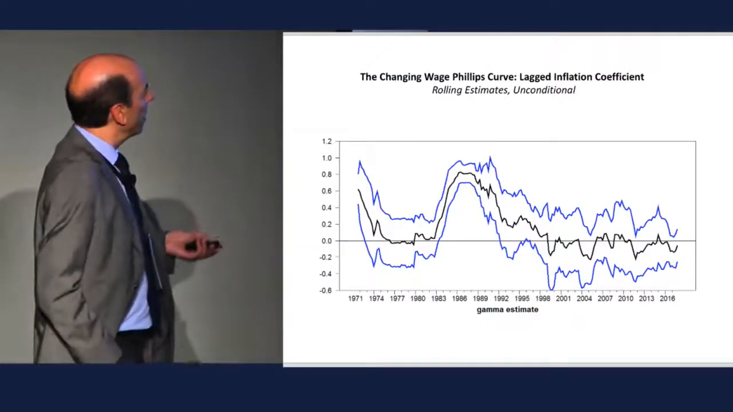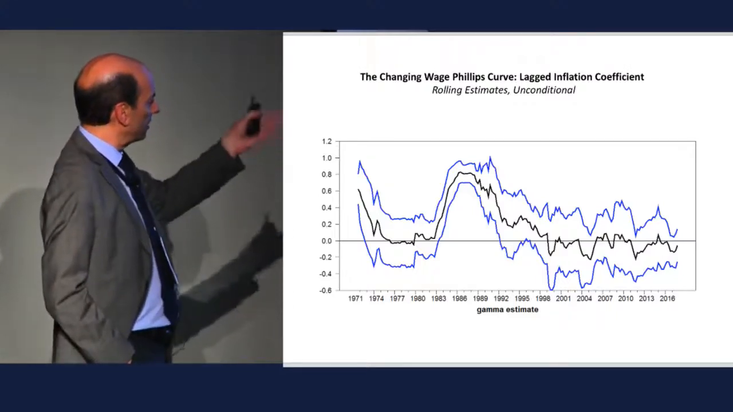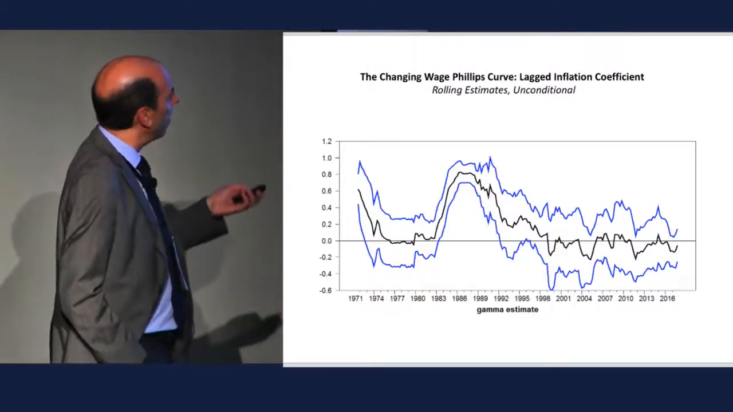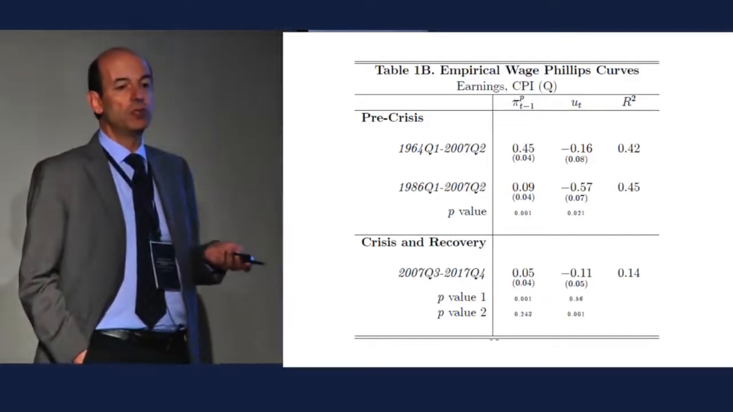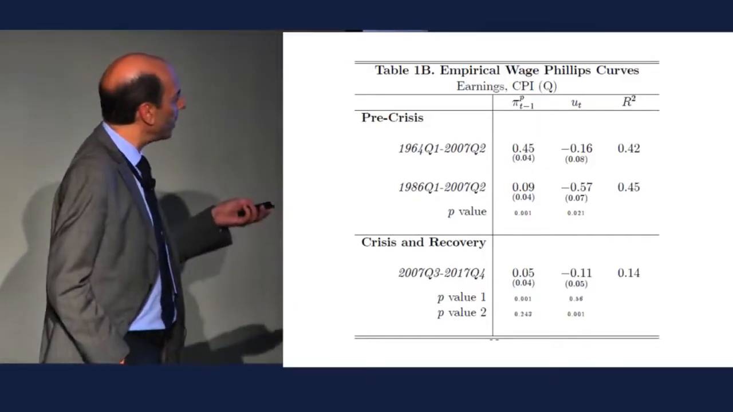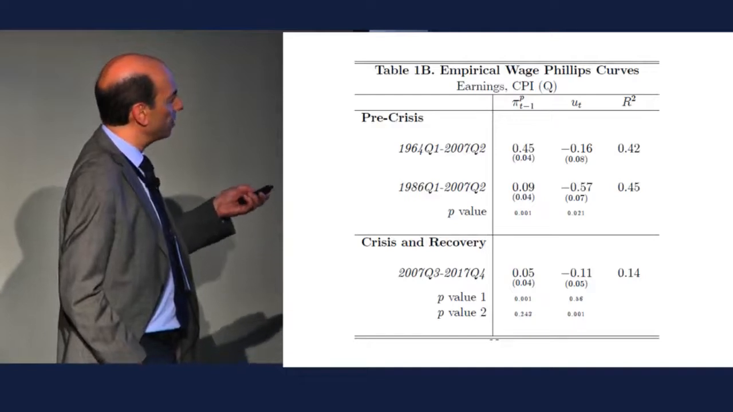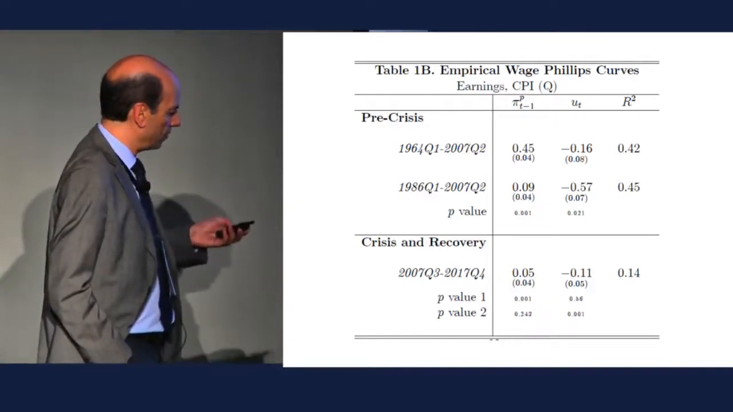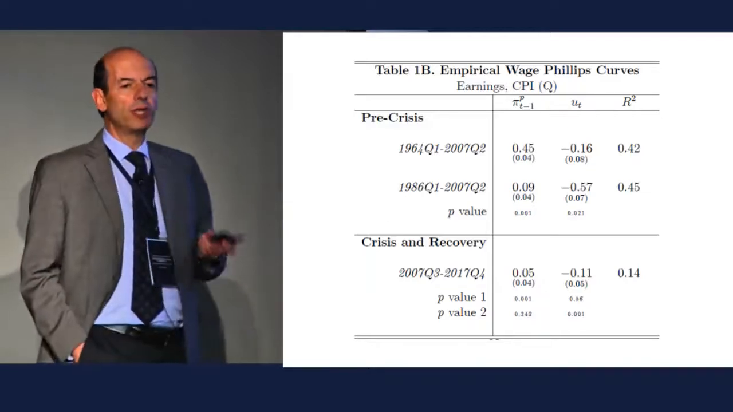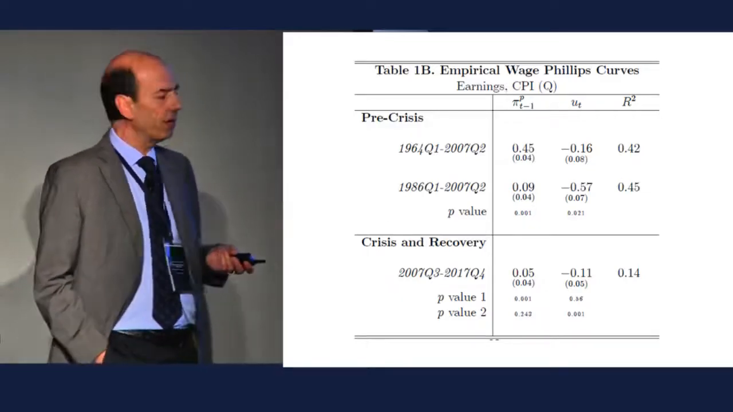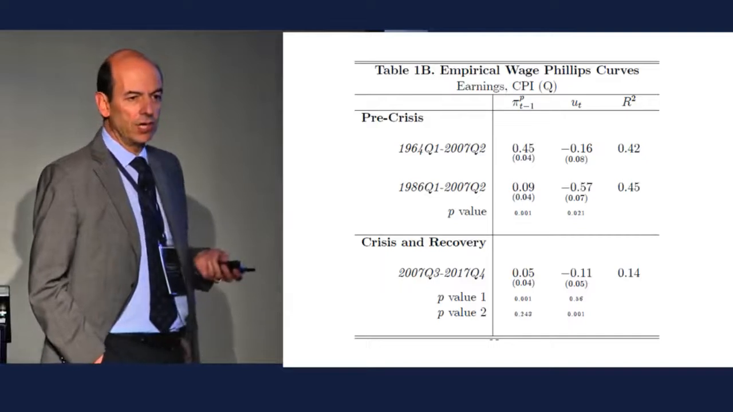Now, this is a table that has exactly the same structure as before, but instead of the GDP deflator as a measure of price inflation, we use CPI. But again, the results are identical, at least qualitatively. Here, we use the lagged unemployment rate as opposed to the contemporaneous unemployment rate. The results do not change.